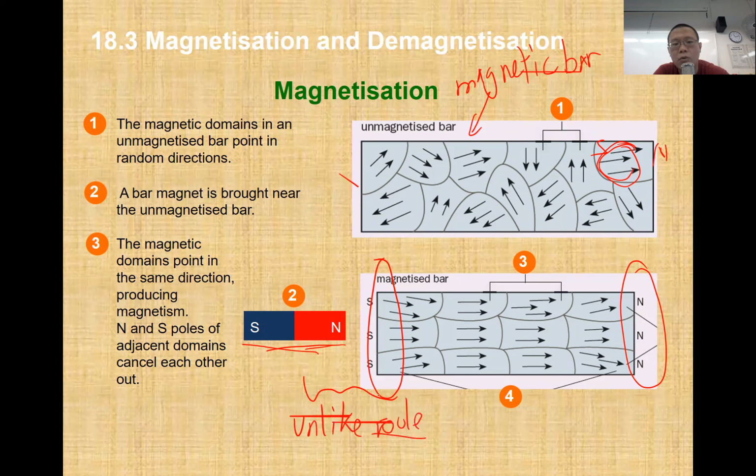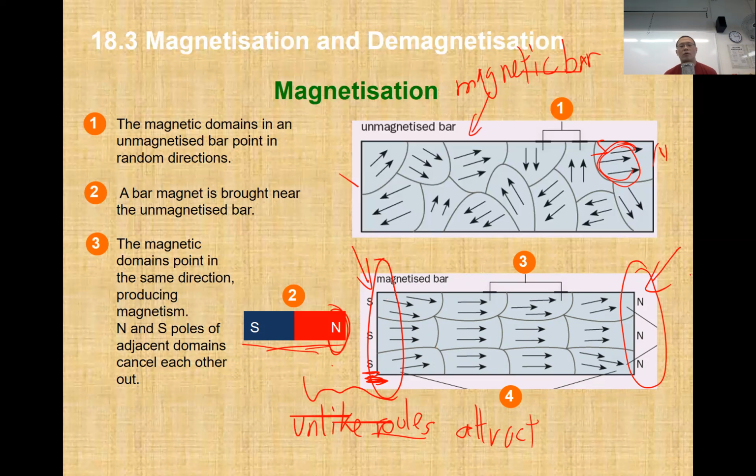Okay, so the pole that is induced here has to be the opposite pole to your North Pole. So that's why this end here has to be a South Pole, because unlike poles attract. And because this end is a South Pole, automatically the opposite end will be a North Pole here.